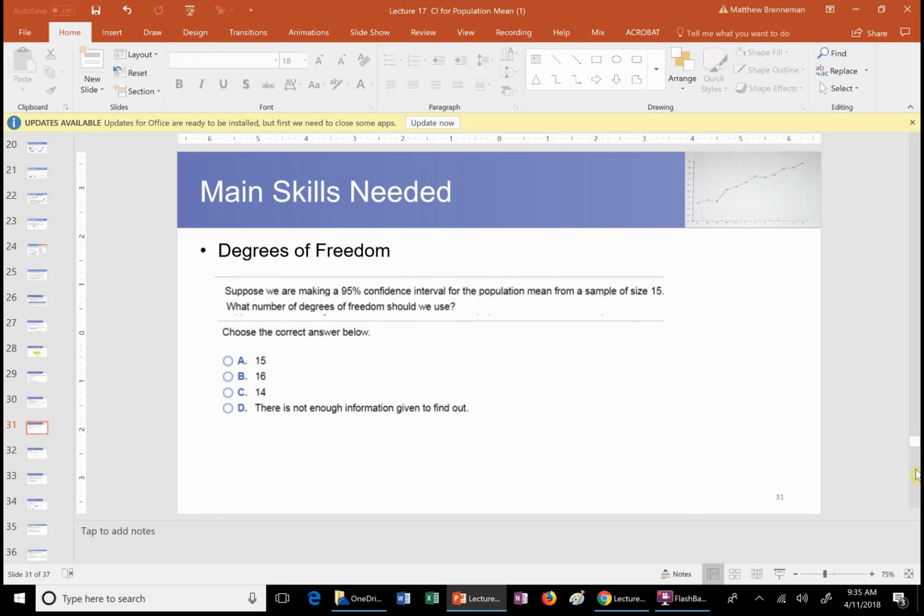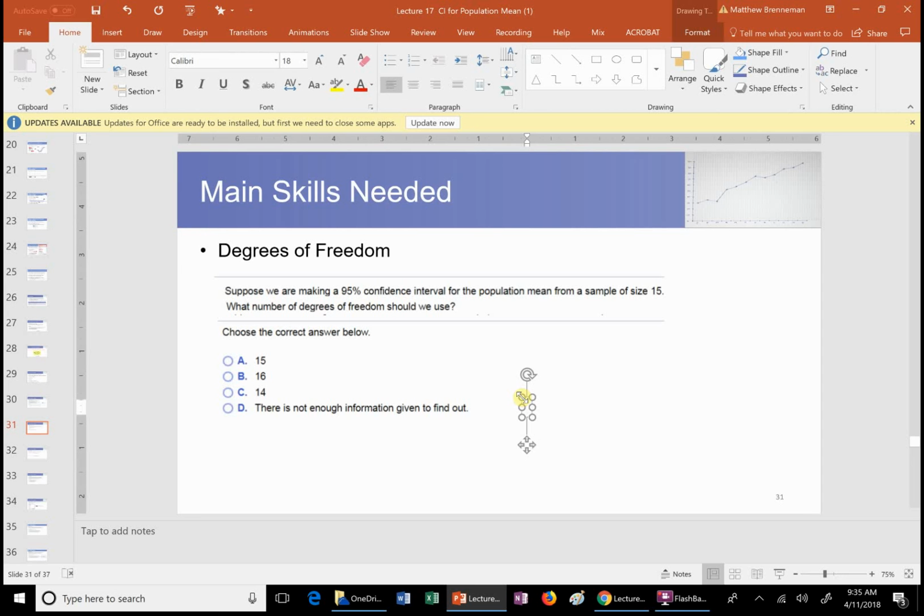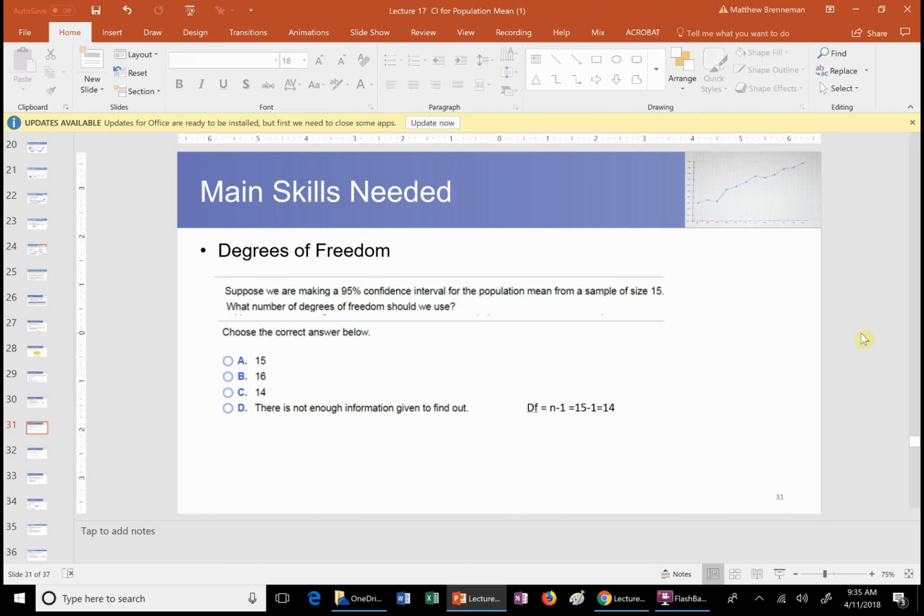Okay, the next problem says, suppose we're making a 95% confidence interval for a population mean, and we have a sample size of 15. What degrees of freedom should we use? And here you want to use the fact that for a confidence interval for the mean, the degrees of freedom, which are denoted by df, is n minus 1. So in this case, this would be 15 minus 1, or 14. And you're going to need that when you go ahead and compute the confidence interval.